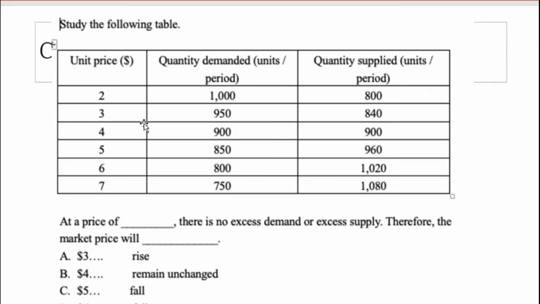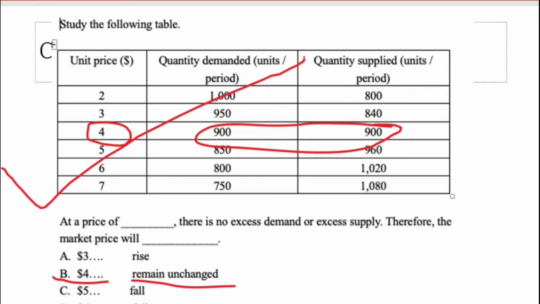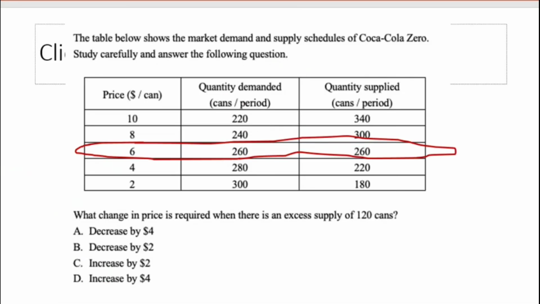Once again, at the price of blank, there is no excess demand or excess supply. Therefore, the market price will blank. In this case, there's equilibrium because there's no excess in both quantity demanded and quantity supplied. So we need to find that out. Where are they equal? There, 900, 900. And it's here at the price of $4. Of course, it remains unchanged. Easy breezy for you students. You got it. We have another question.